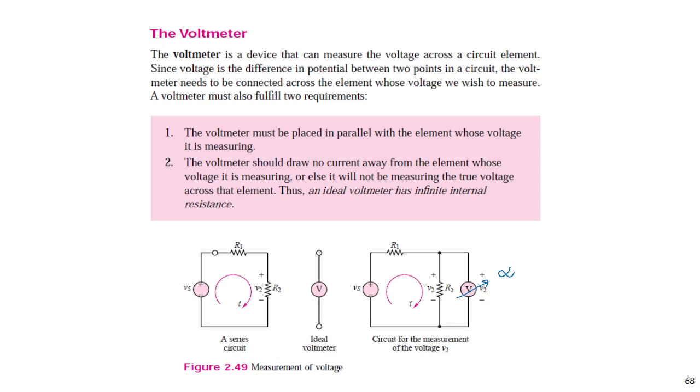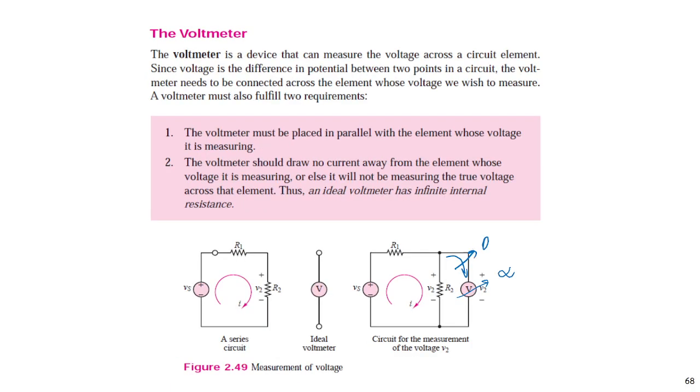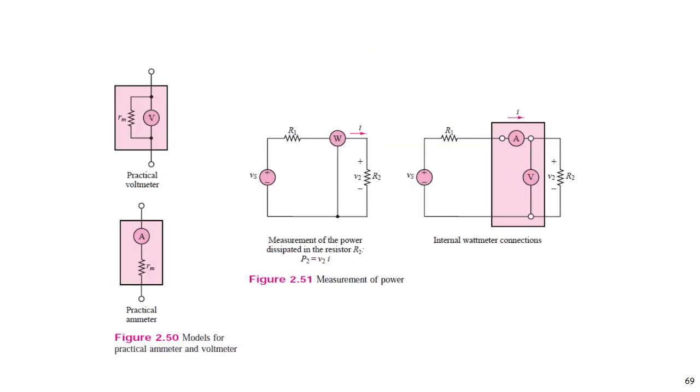But in fact, when we put the voltmeter here, some small current will flow, but we neglect this value. Similarly, for an ammeter, some internal resistance will cause a voltage drop, but we consider it as a short circuit, right? I think you learned about the galvanometer in physics, and how to make it an ammeter or a voltmeter. But nowadays we usually use a digital multimeter for ammeter and voltmeter.